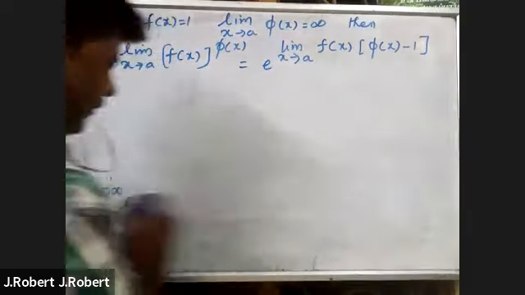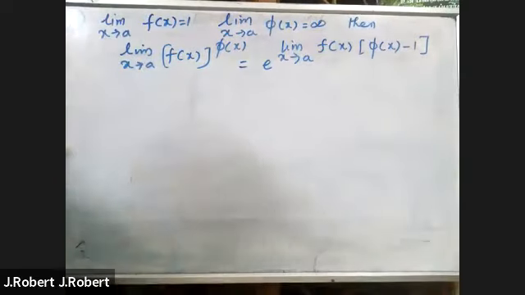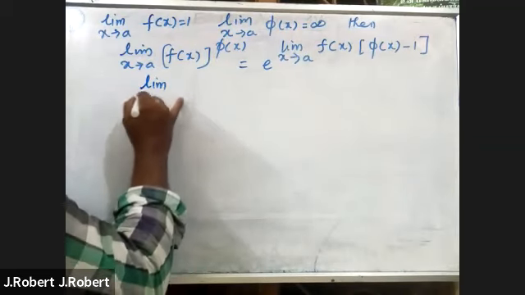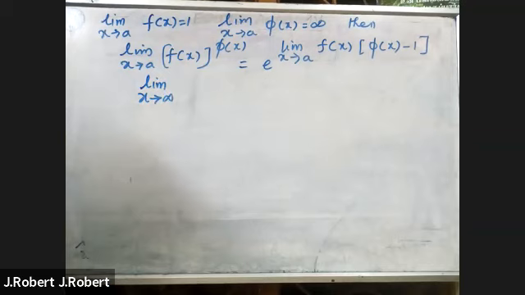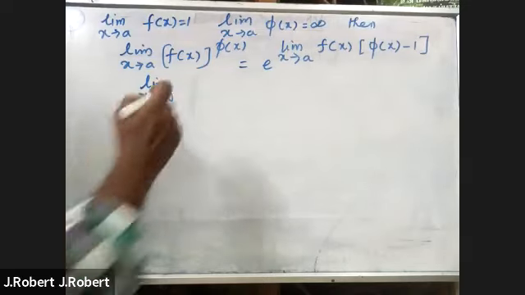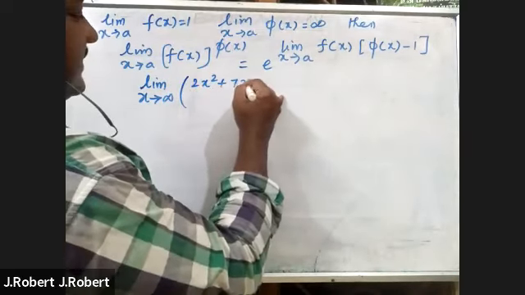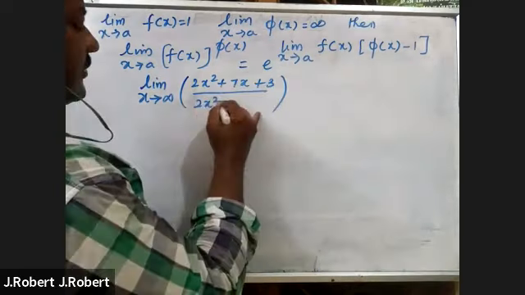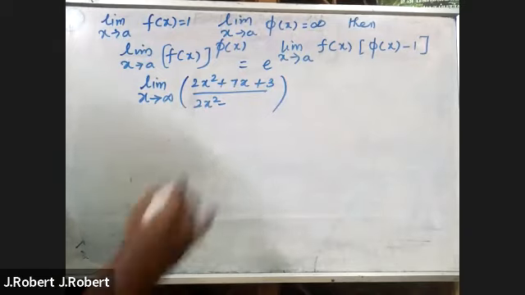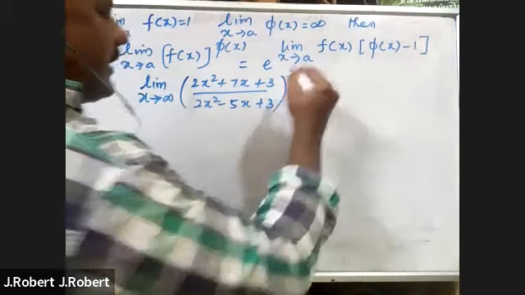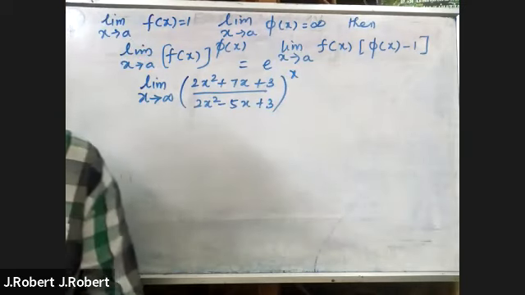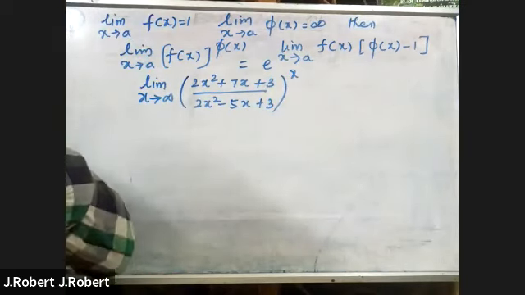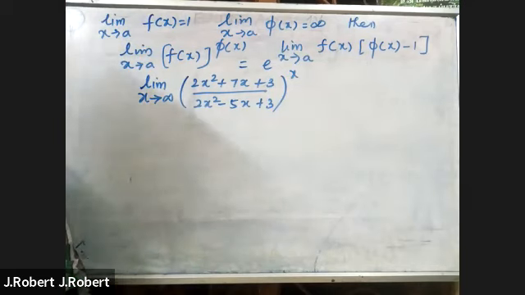Find the value of limit x tends to infinity, 2x square plus 7x plus 3 divided by 2x square minus 5x plus 3, whole power x. Are you all listening, please?